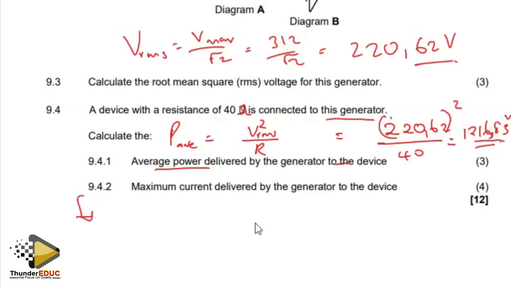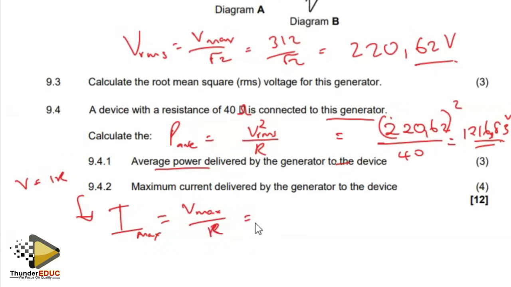And then 9.4.2, they want the maximum current that is delivered by the generator. So we need to start by getting the current itself. It's going to be Imax, definitely. Remember, V is equal to IR, so Imax is Vmax divided by the resistance. We don't have a maximum resistance.